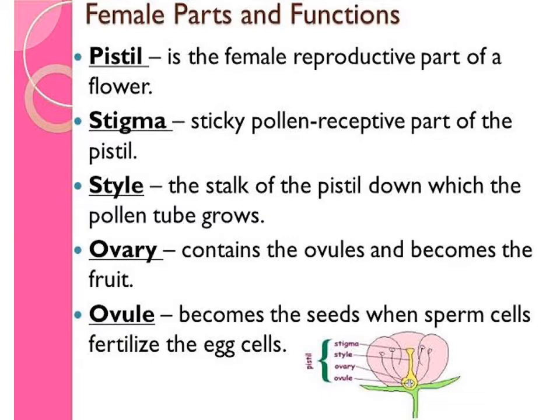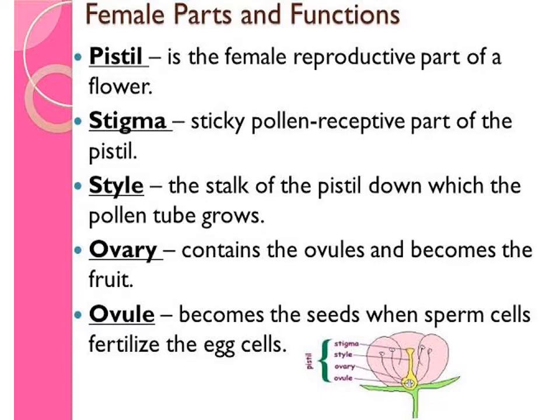So look at the picture. So this is the female part and function. So they are very important. Look at the picture. So the pistil, stigma, style, ovary, ovule. So the female or seed bearing part is called pistil, and composed of the ovary, the stigma and the style.